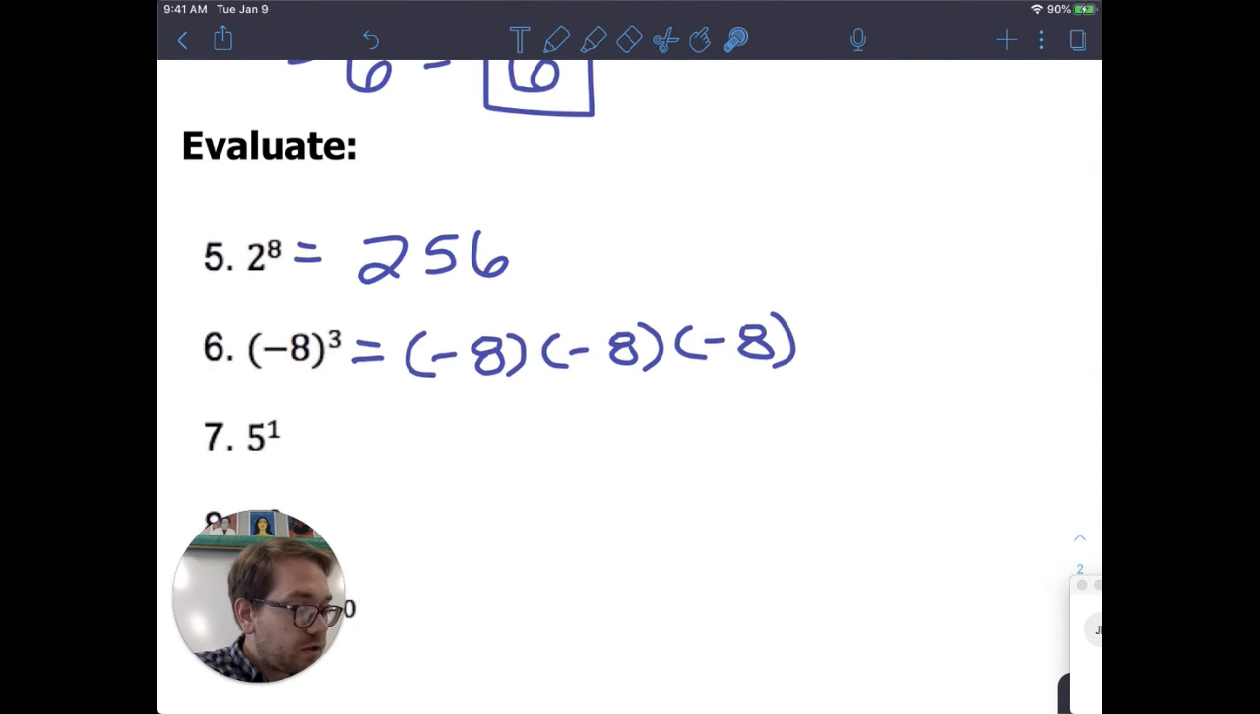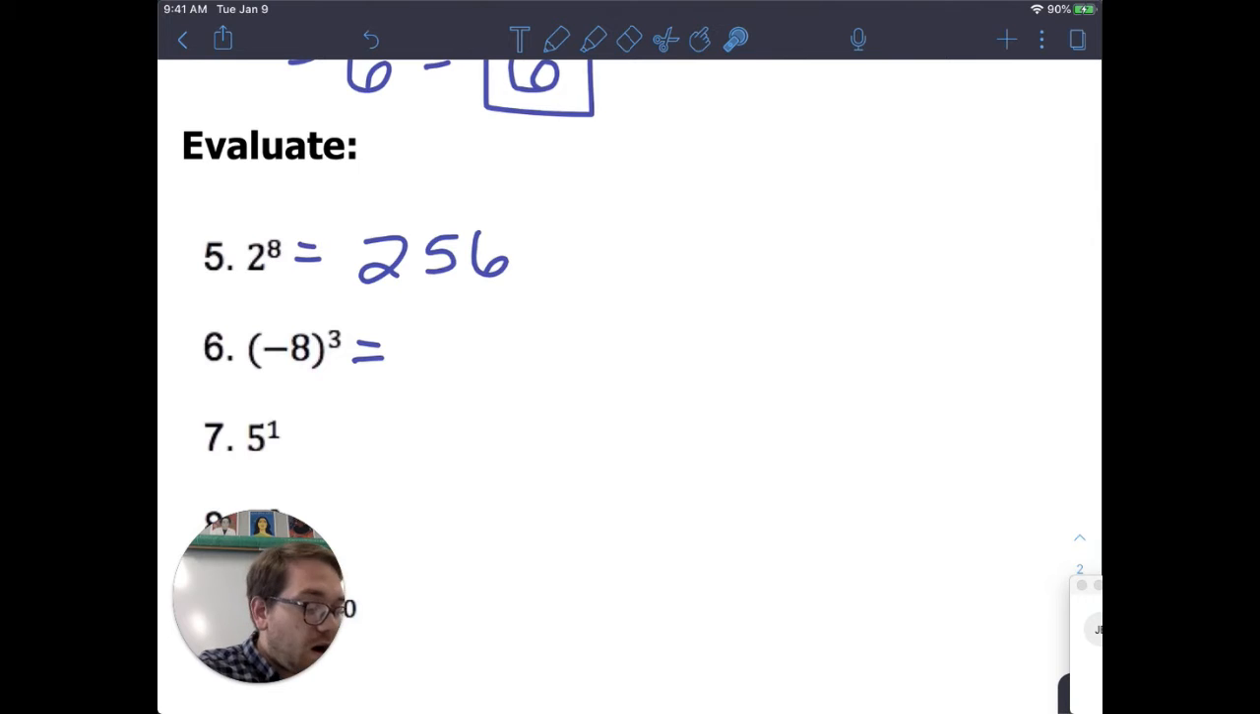Another thing that you could try to remember is that if you have a negative number taken to an odd number exponent, your final answer will be negative. So -8 to the third power is -512. -8 times -8 times -8.